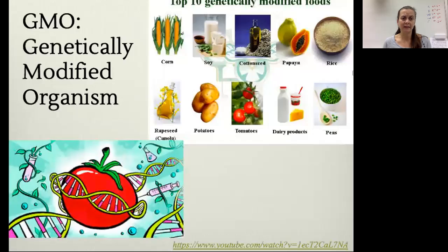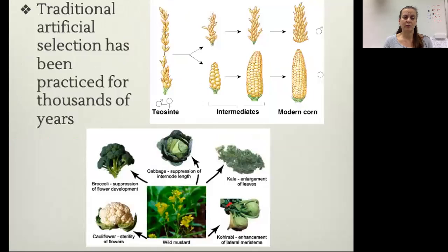In the last 10 to 20 years, we've developed these things called genetically modified organisms. So we want to talk about the difference between genetically modified organisms and traditional artificial selection. We have been doing artificial selection for thousands of years. Corn, as we know it, is not a naturally occurring plant. It is a plant that was developed by selective breeding from its ancient ancestors to create modern corn.